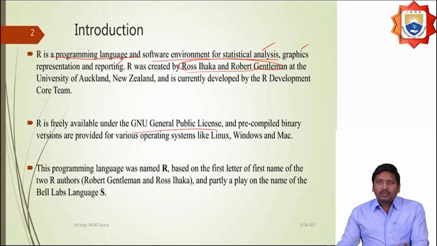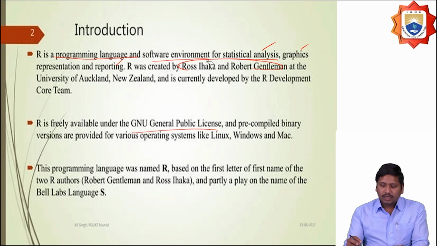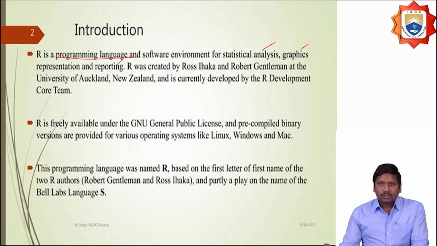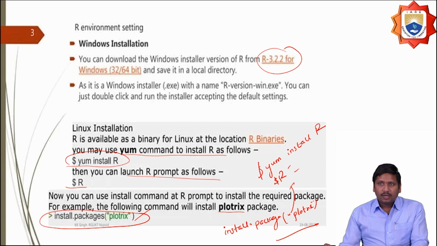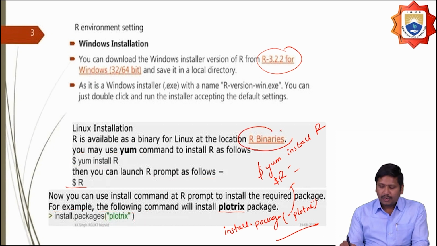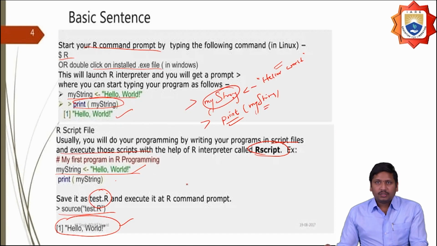R programming is a language which is created by Ross Ihaka, and the first characters of the authors' names are treated as R programming. For the installation we're going to have R32 for Windows, and for Linux we're going to have R binaries, so by use of a command we can install it in Linux. For the plotting I have to make use of plotrix.